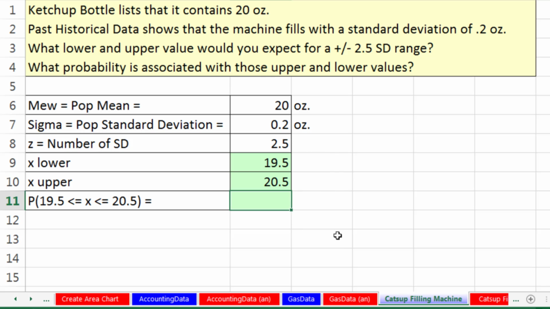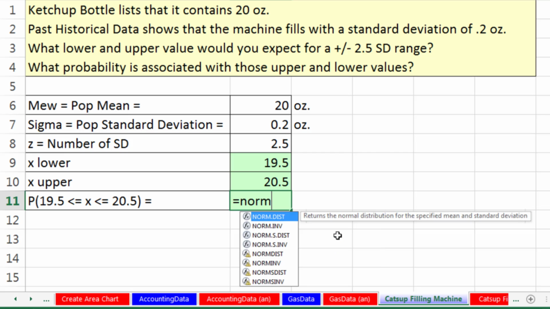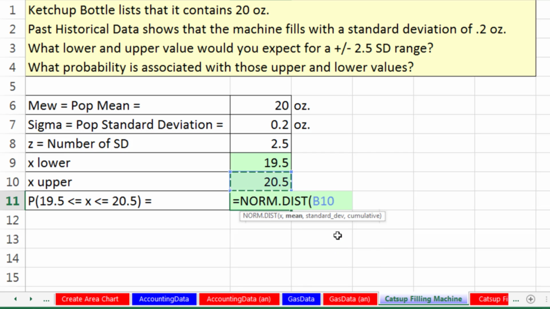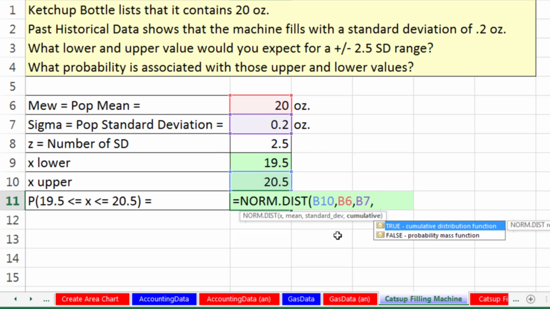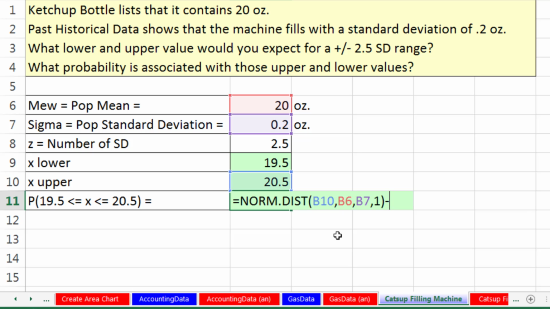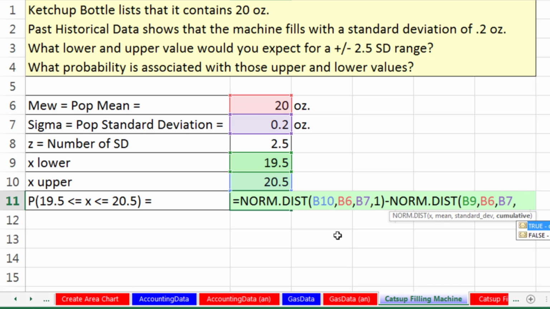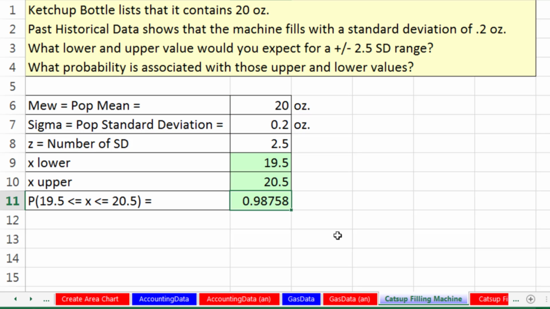Now the probability, we have our upper and lower, equals NORM.DIST. There's our upper, the mean, the standard deviation, 1 for cumulative, close parentheses. That's the upper, so I subtract NORM.DIST, and I need the lower, comma, the mean, the standard deviation, comma, 1, close parentheses, Control Enter. The probability that a bottle could be between 19.5 and 20.5 ounces is 98.75%.